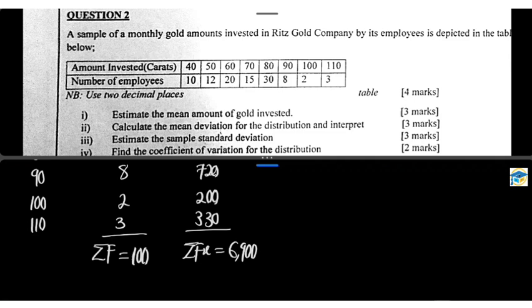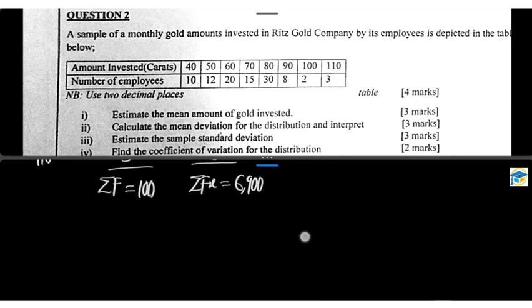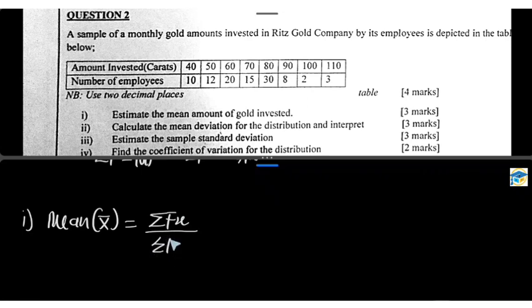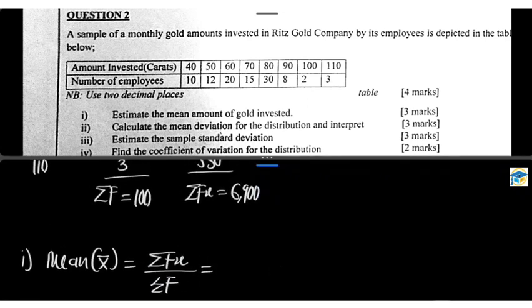Once you have gotten that, part I of this question says we need to estimate the mean amount of gold invested. So how do you estimate that? To find the mean, we know per the formula X bar is summation F of X all over summation F. But we know that summation F of X in this particular case was what?